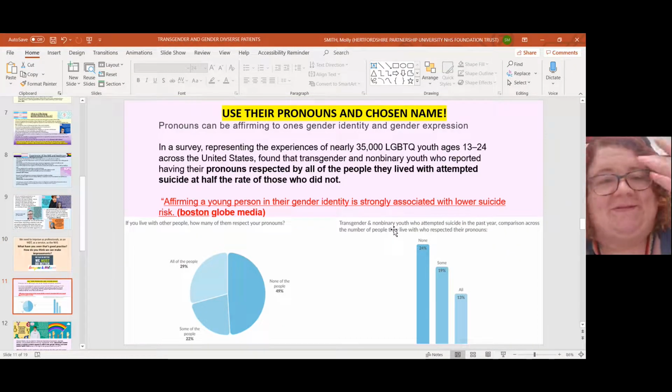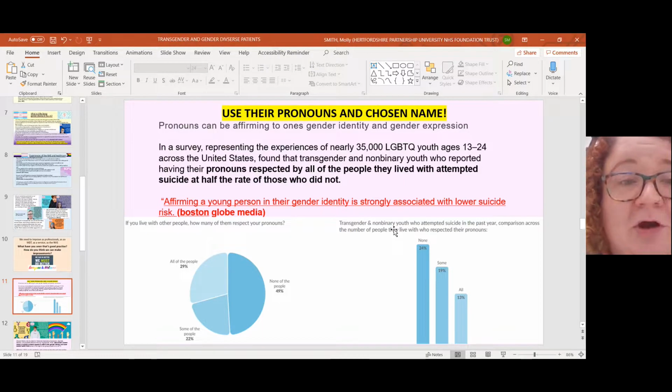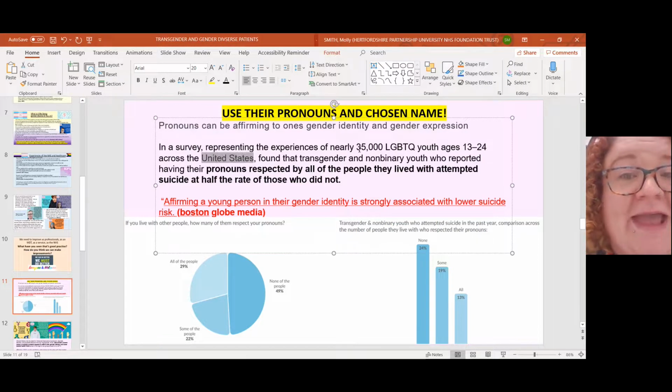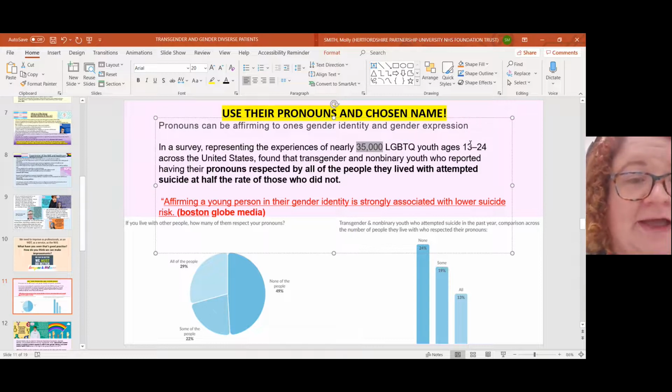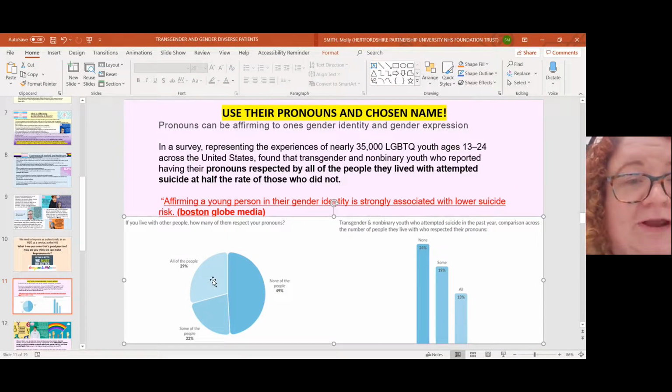So this is a really interesting piece of data that I came across, and it just goes to show why pronouns are so important. This is a survey in the United States. It includes 35,000 LGBTQ youth, so people aged 13 to 24. This is a massive survey, okay? In this survey, they asked, if you live with other people, how many of those people you live with respect your pronouns? 49% of the people surveyed, out of about 35,000, said none of the people they live with respected their pronouns. That group had higher suicide attempts. 24% of that group attempted suicide.